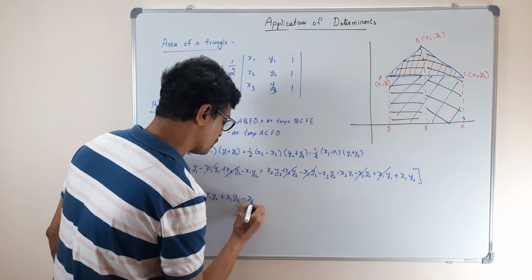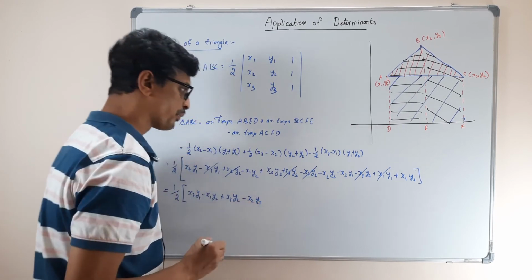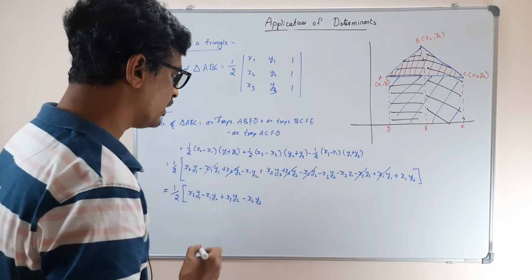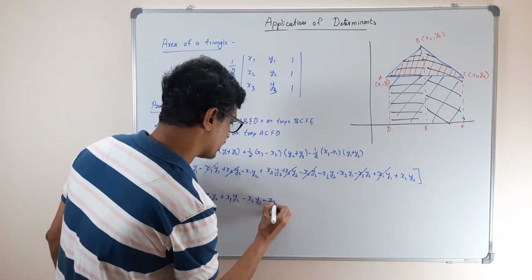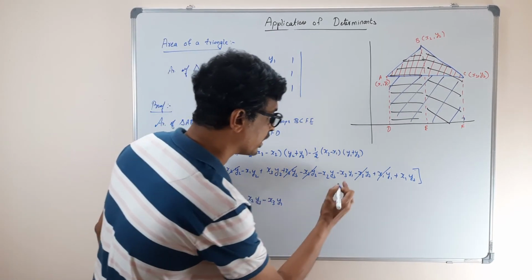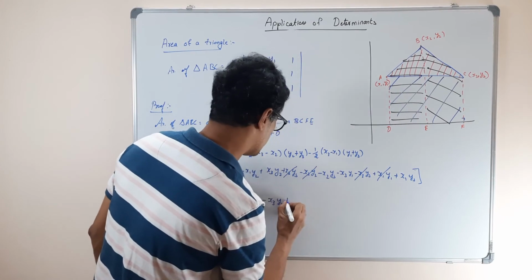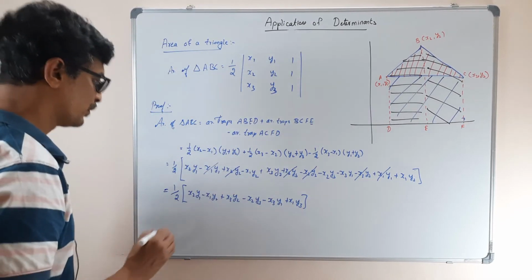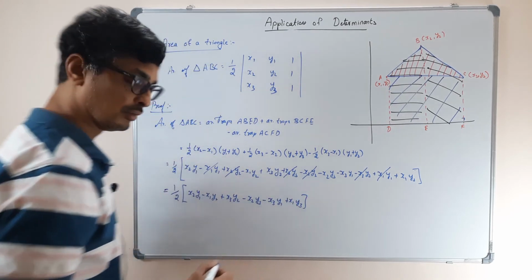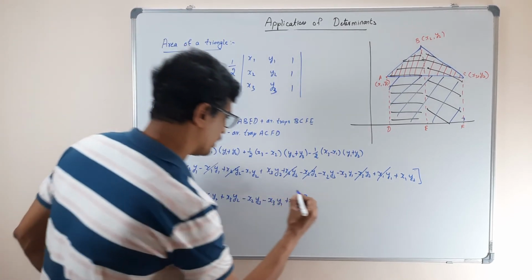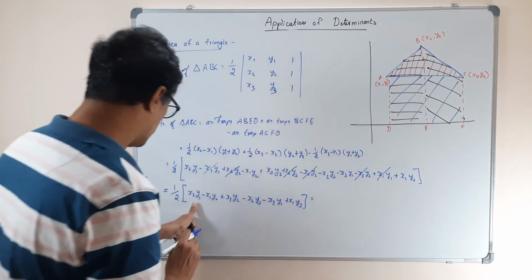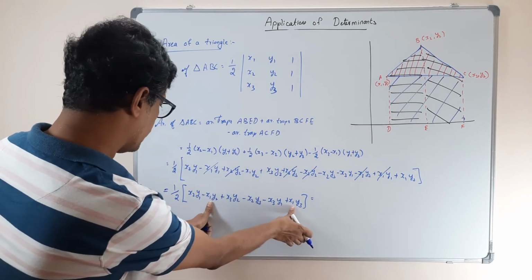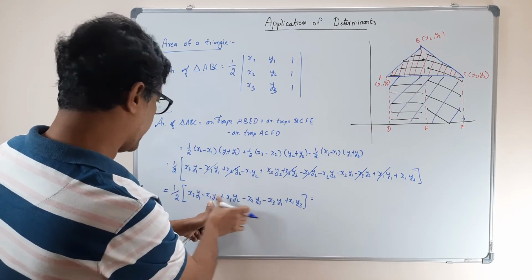Minus x2 y3. Is that right? Am I doing right? Minus x3 y. If I miss one term, we won't get the answer. Plus x1 y3. Correct? So now let me collect the x1 terms. These two, correct? I am going to combine them both.